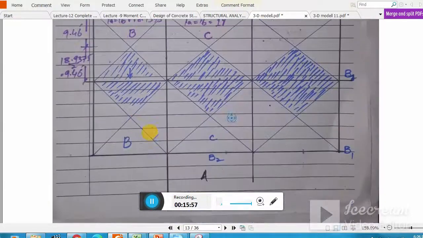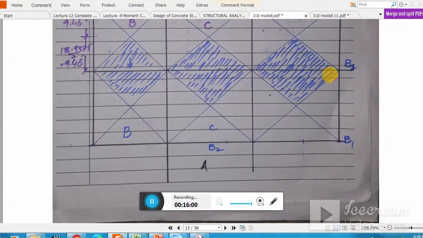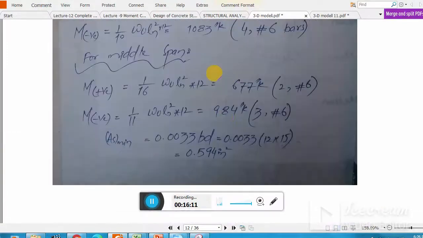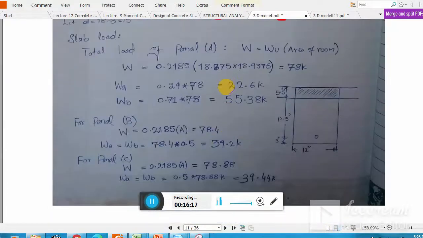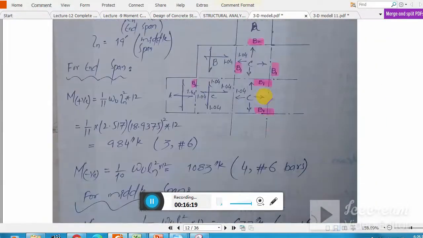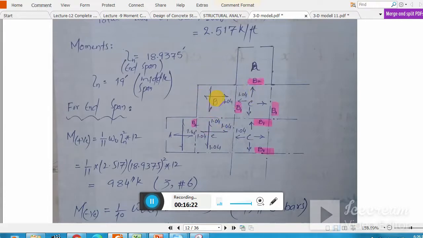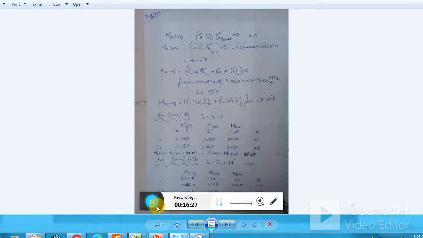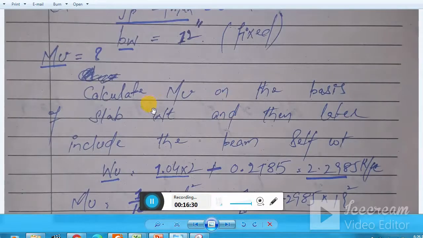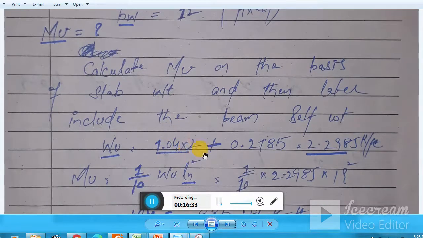In the next lecture, inshallah, I will explain these slides in very depth detail. You see the tributary area for this beam, and this is my tributary area. So the load which is coming from this tributary area is 1.04. I will thoroughly explain where this 1.04 comes from. Here you see 1.04, which is the load distribution. Now you see that 1.04 is from one side, so multiplied by 2, counting both sides.